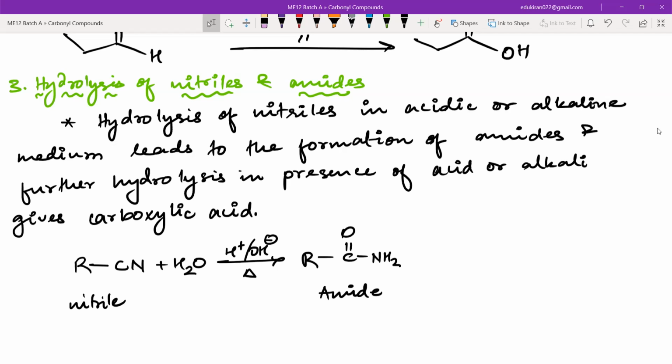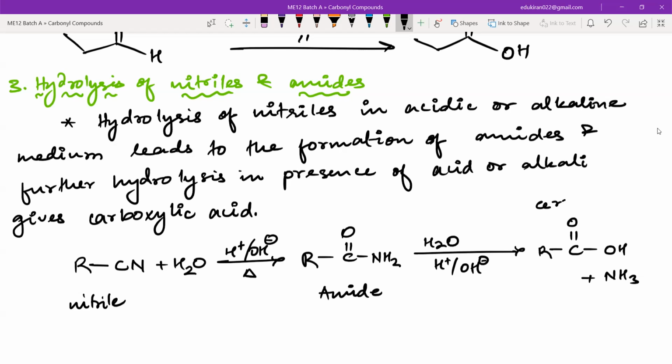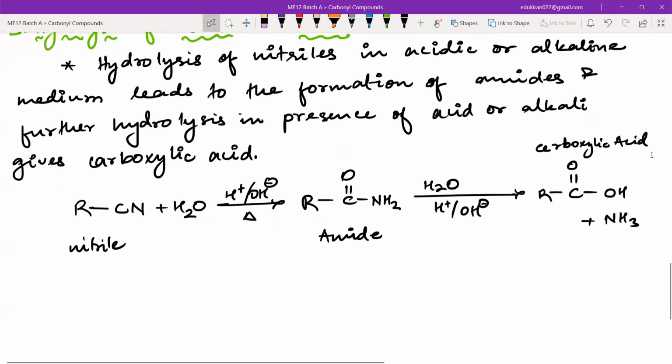And then again, I will add water in the presence of H plus or OH negative. I can use acid or base. And then we'll be replacing this NH2 with OH, and there will be ammonia formed here. So we have got carboxylic acid here. So if you have nitrile, then also you can convert to carboxylic acid. If you have amide, then also you can directly convert to carboxylic acid. Okay, so we can write some examples here.